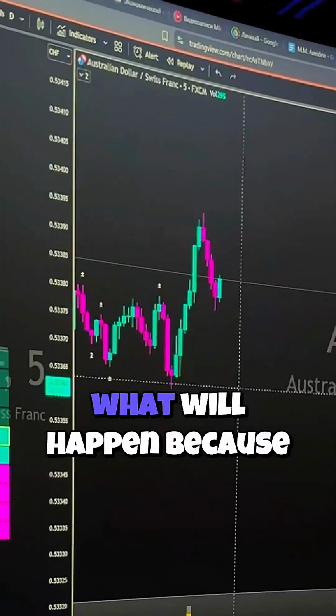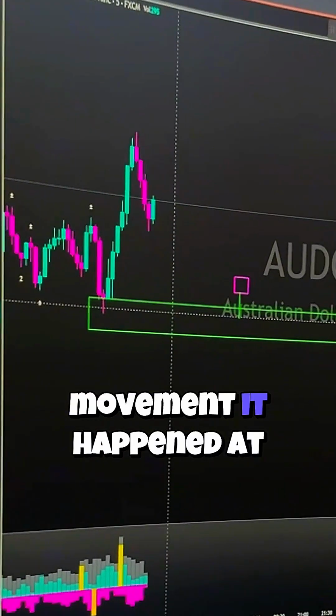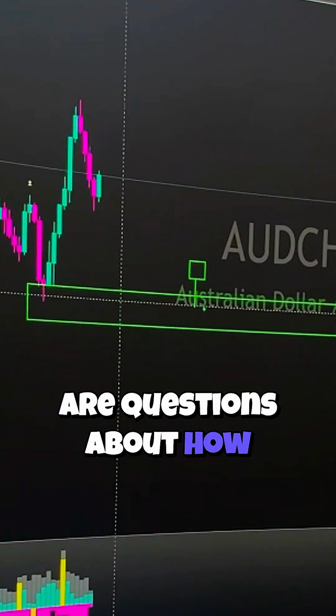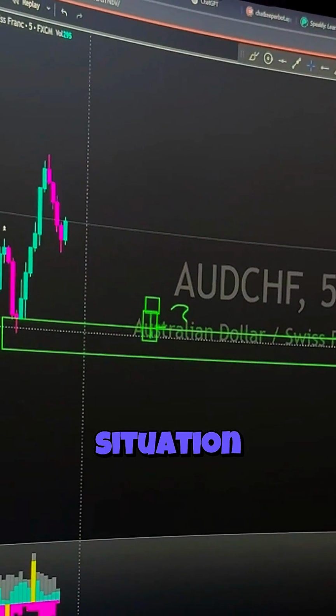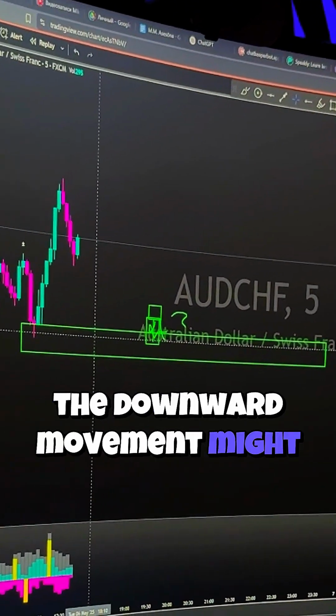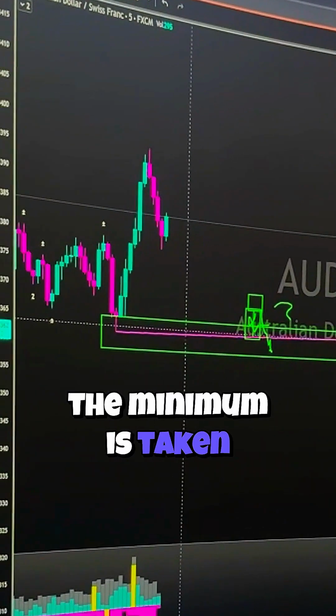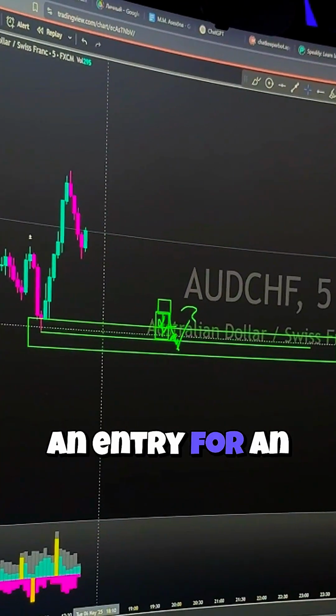Right now, it's unclear what will happen because you've had a pullback movement, it happened at the end, and there are questions about how strong the buyer is. The pullback happened, the situation has played out. Now, the downward movement might continue, and only after the minimum is taken out or gets close to it can I open an entry for an upward move here.